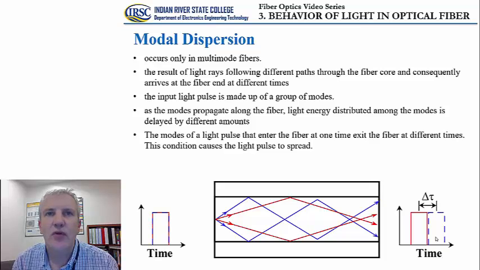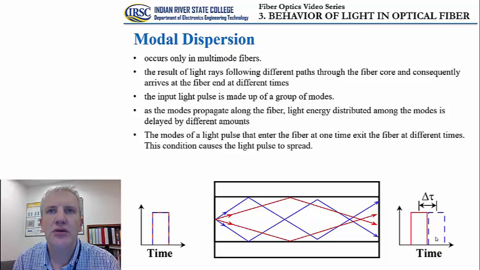In other words, as the modes propagate along the optical fiber, light energy distributed among the modes is delayed by different amounts. So the pulse spreads because each mode propagates along the fiber at different speeds. Since modes travel in different directions, some modes travel longer distances. If you look at the picture on this slide, there are two modes shown in a core of the optical fiber. There's a mode shown in a red color, and there's also a mode shown in blue color.